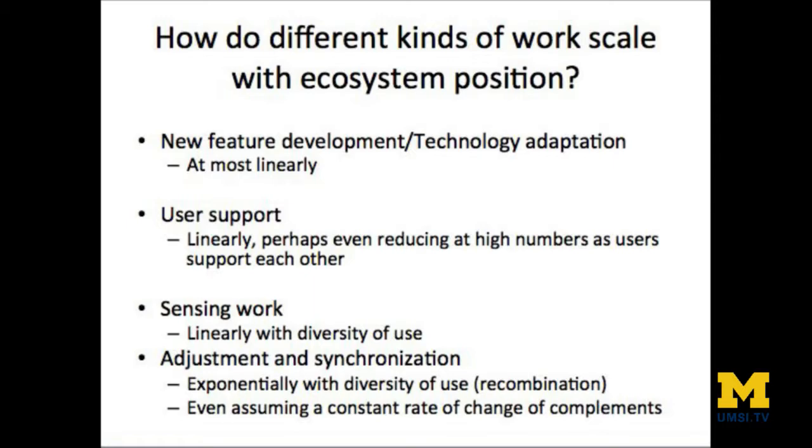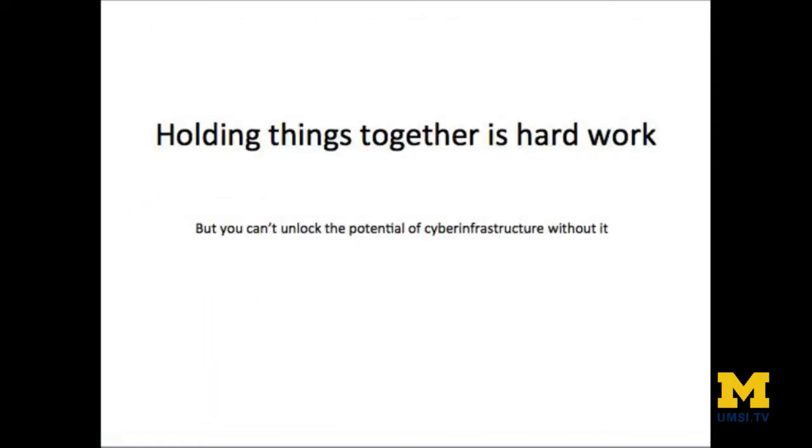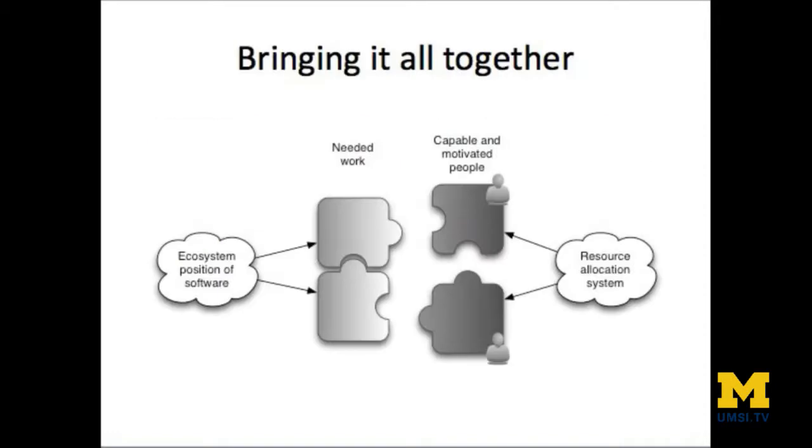I think a lot of the literature on infrastructure has focused on how some of this work is hidden and happens but is not headlined. And I'm going to be talking about how different systems that drive resources respond differently to these types of work. So basically, you've got the eco-position of software on this side, which is generating the needed work, in particular the complexity managing work. And then you've got a resource attraction system, which is bringing capable and motivated people, either by paying them, by it being open source, or by grants affording the opportunity to pay them.